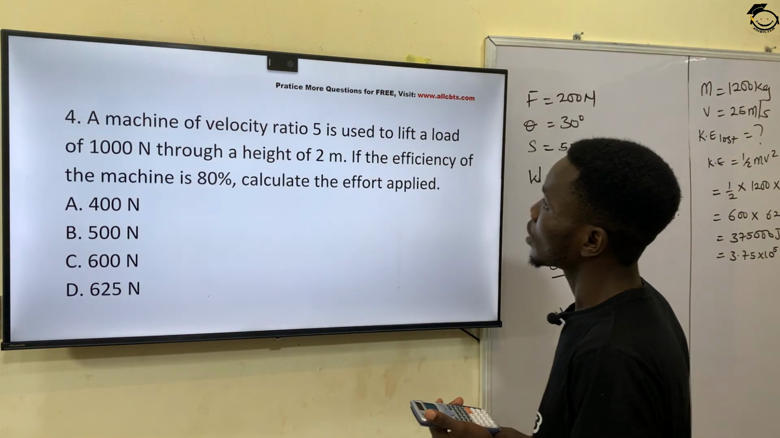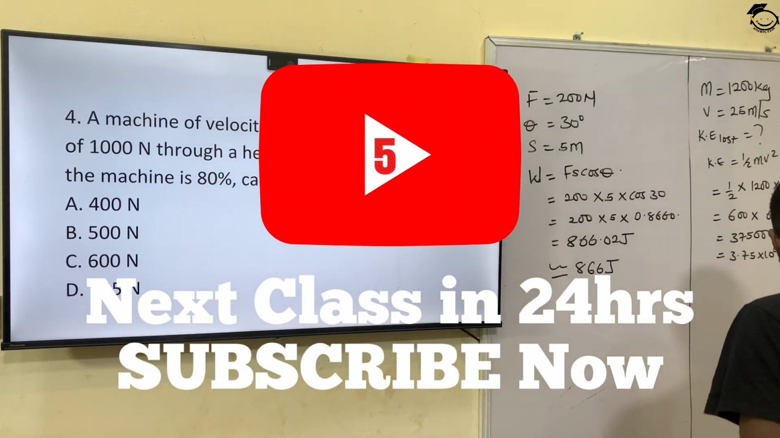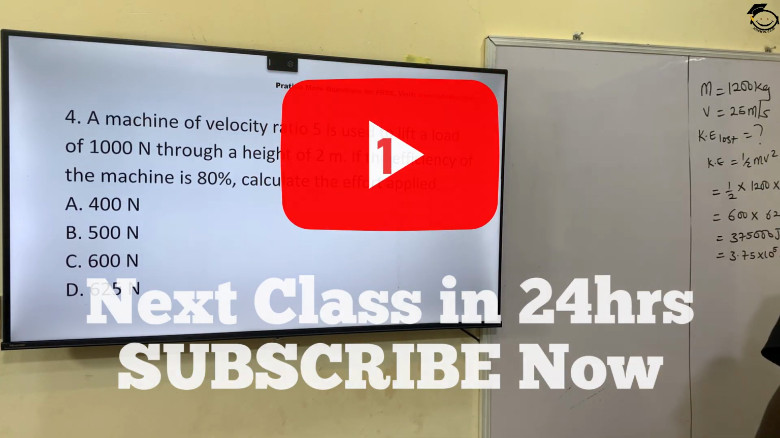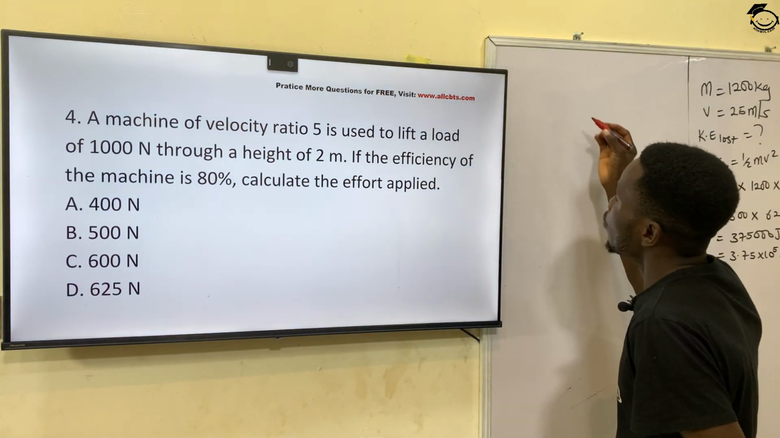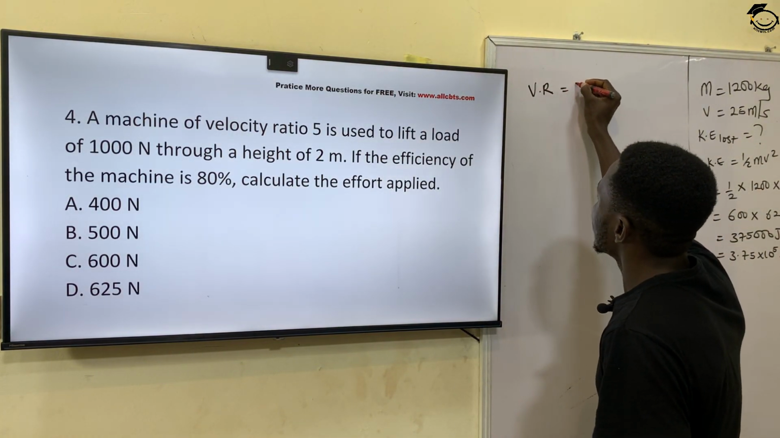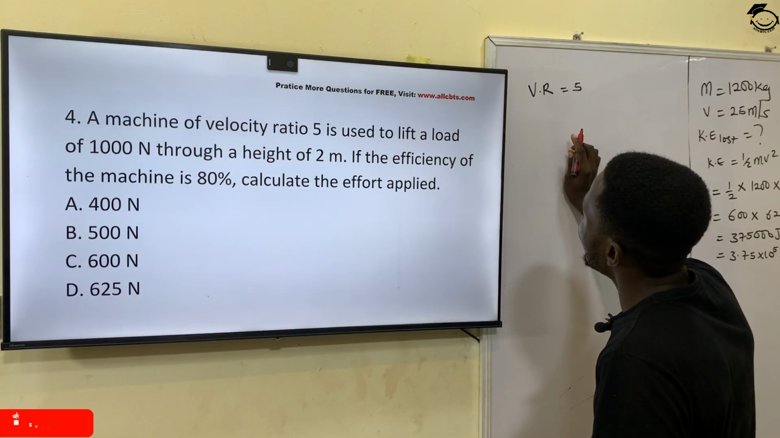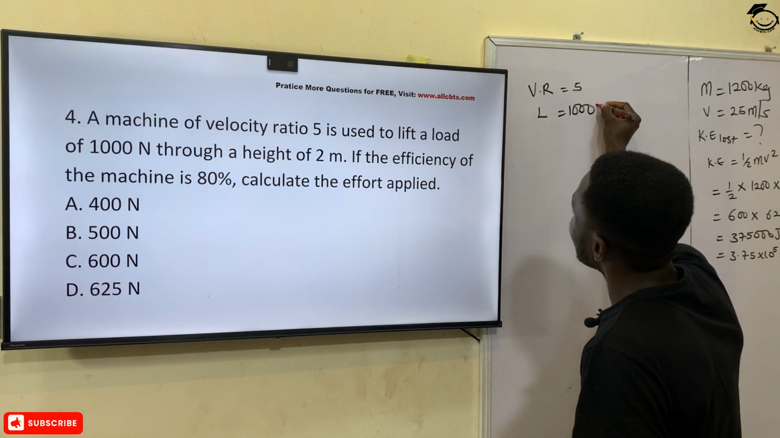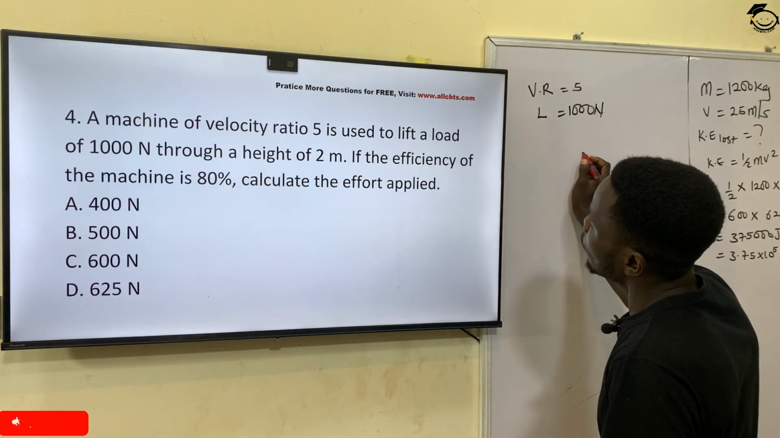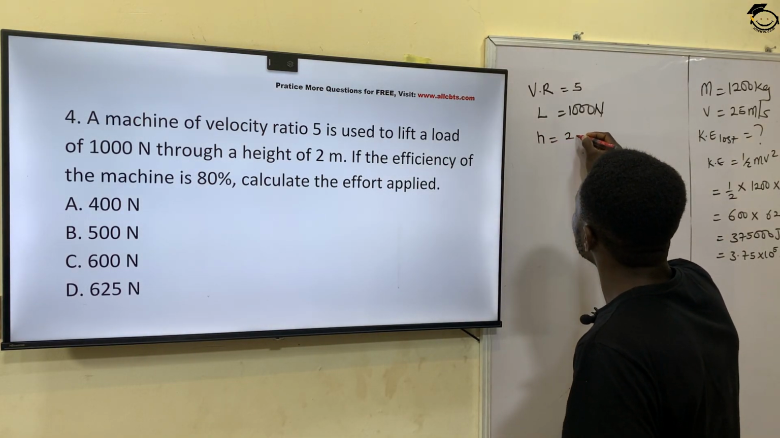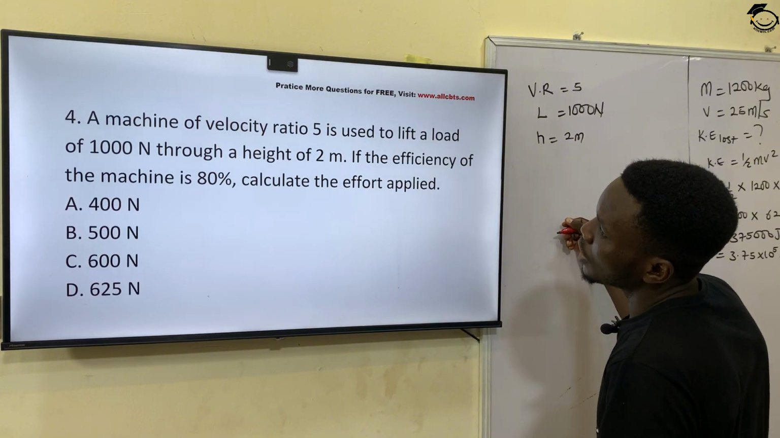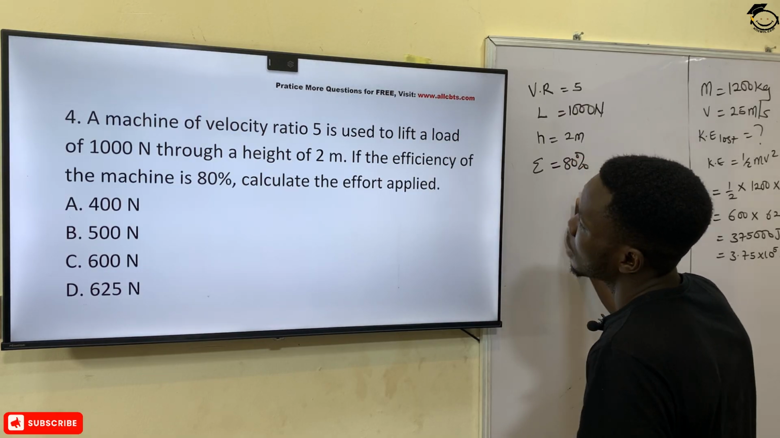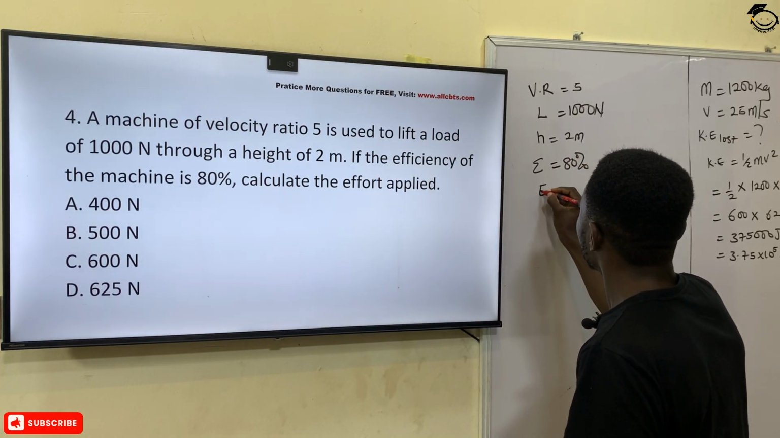Moving on to the next question. Question number 4 says a machine of velocity ratio 5 is used to lift a load of 1,000 newton through a height of 2 meters. So our velocity ratio is 5, our load is 1,000 newton, and our height is 2 meters. If the efficiency of the machine is 80%, calculate the effort applied.